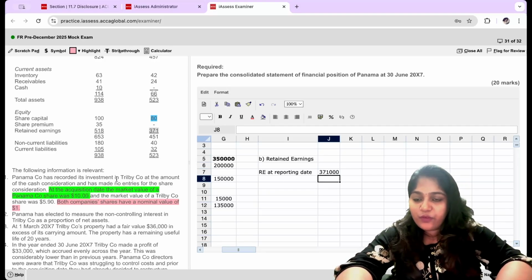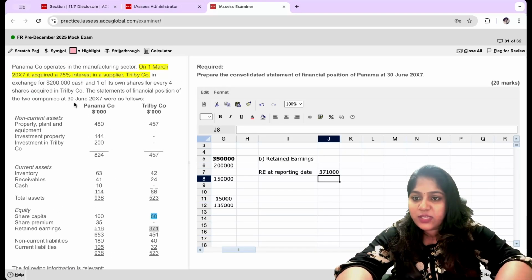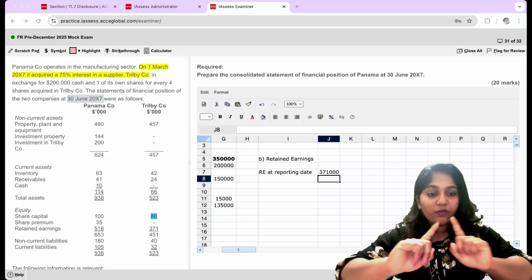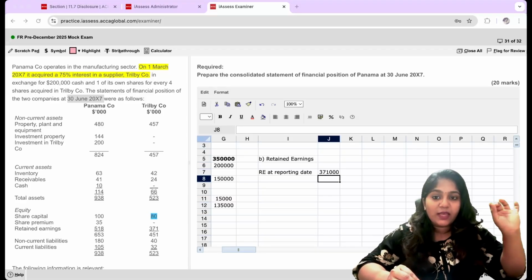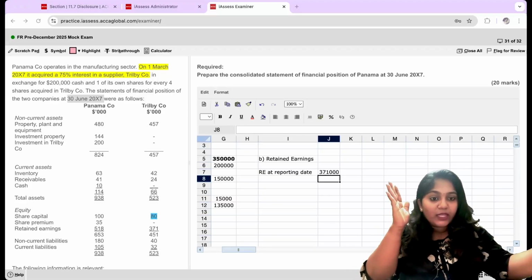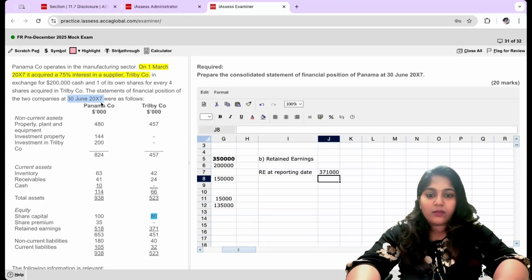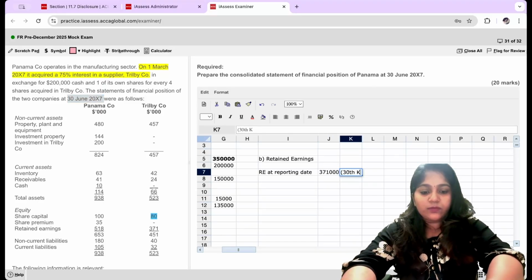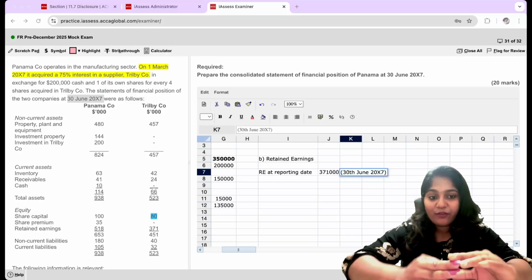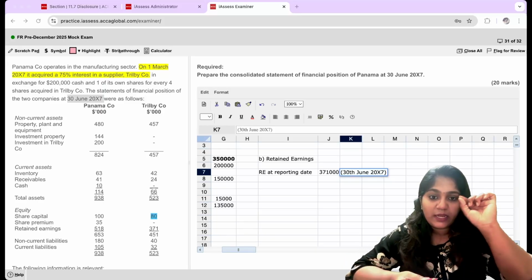$371,000. Now if you see, this is the draft financial statement for 30th June X7. I have gone ahead and acquired this company on 1st March X7. So how many months of post acquisition profit do I have to consider, and how many months do I have to eliminate? I have the reporting date, that is 30th June 20X7. Correct. So now if I have to find out my retained earnings at acquisition, the date of acquisition is 1st March.